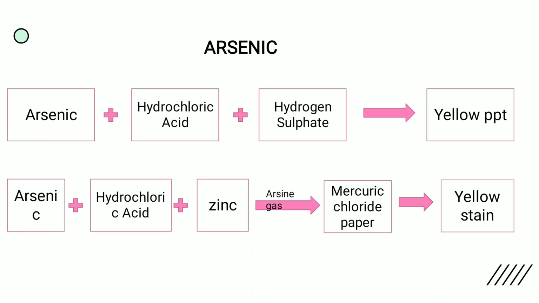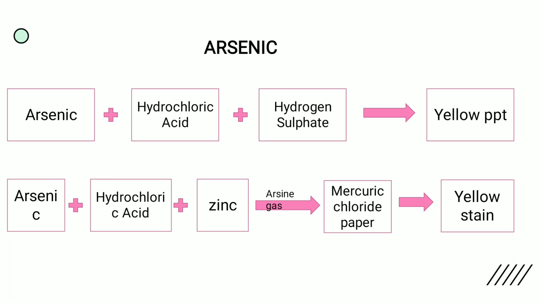Next, for arsenic, we can use the arsenic limit test. In the arsenic limit test, arsenic reacts with HCl and then zinc, and there is evolution of arsine gas. That arsine gas reacts with mercuric chloride paper and gives a yellow stain. That is the second test for arsenic. So we add arsenic to HCl and add zinc. The arsine gas that evolves, we place mercuric chloride paper over the test tube.